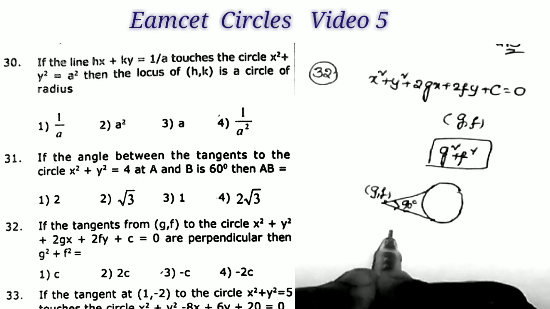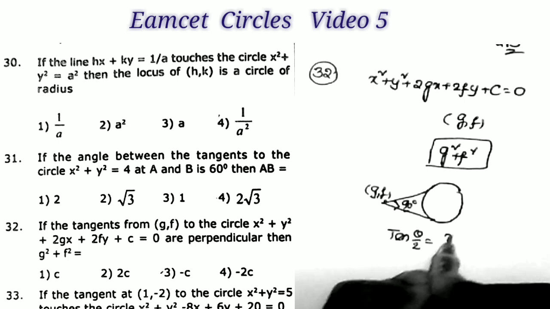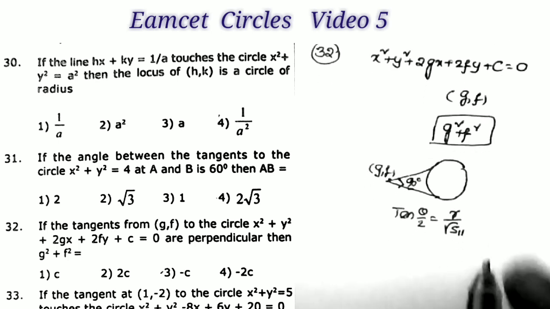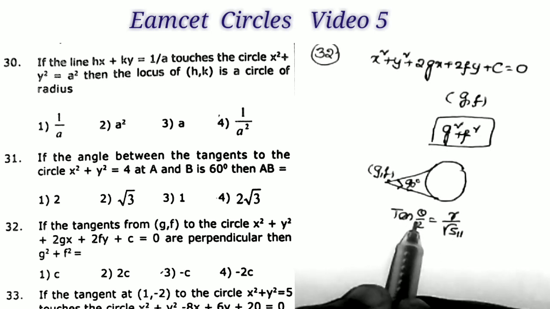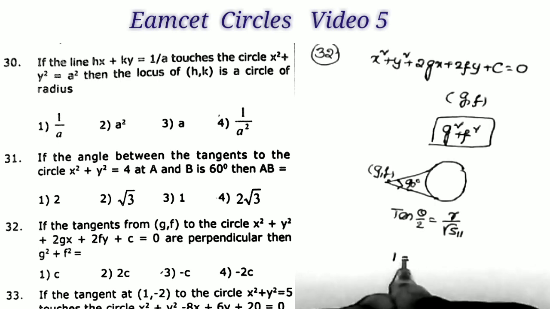Now what is the formula for finding the angle between the tangents? We already used this formula in the last problem also. Tan theta by 2 is equal to r by root S11. Given that theta is equal to 90, tan 90 by 2, that is tan 45, is equal to 1. So 1 is equal to r by root S11.